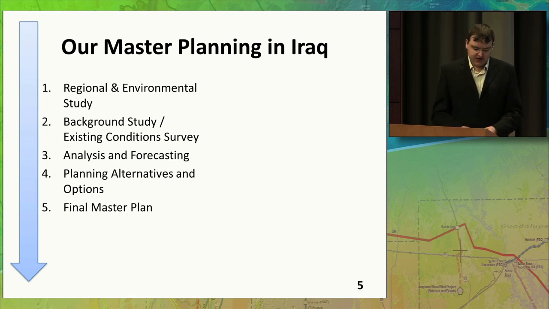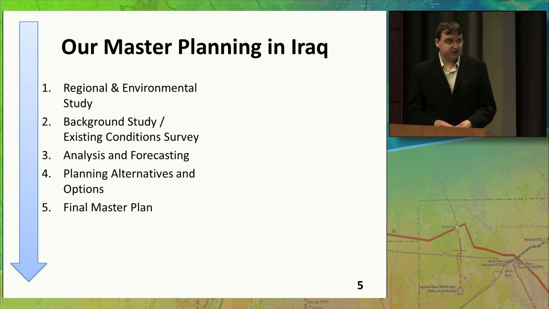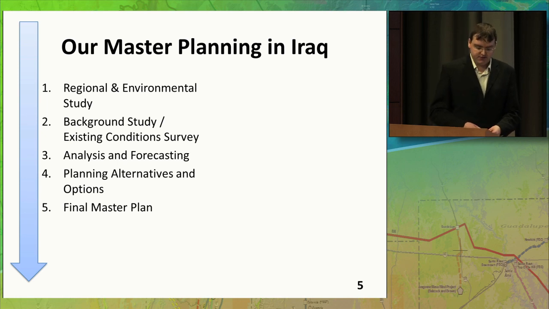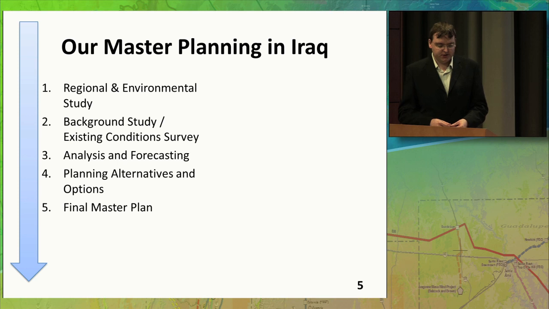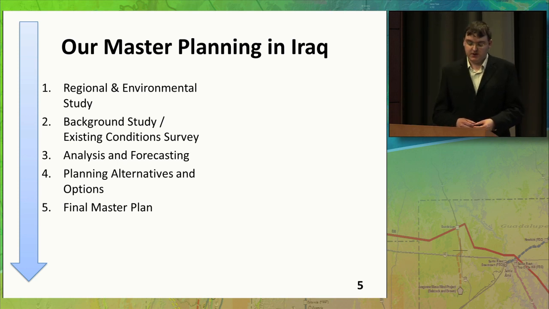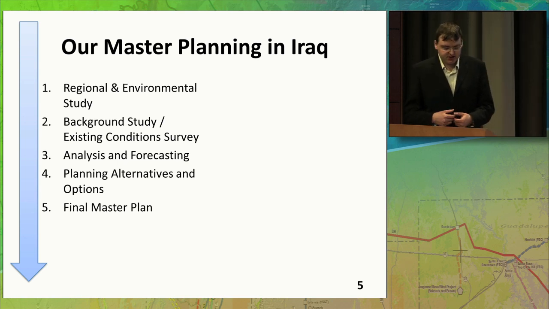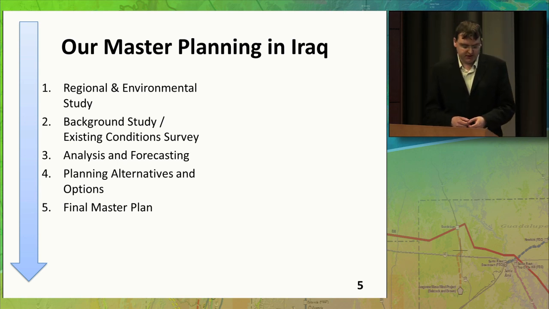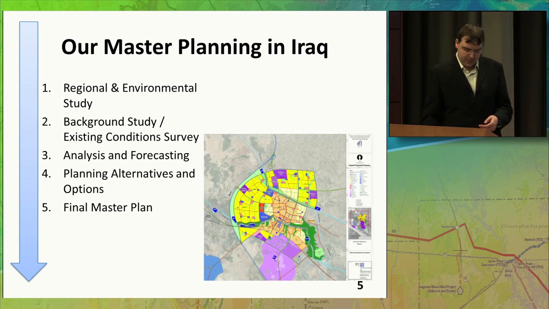But the projects that define and consume us at the moment are city master planning projects. Currently, these are in Iraq. As you can see from this slide, we have a fairly linear approach to the process. This is not only defined by the client and the contract, but is also how we would traditionally do many planning projects. Each stage in this example has a proper report and associated spreadsheet tables, writing, and of course, mapping.